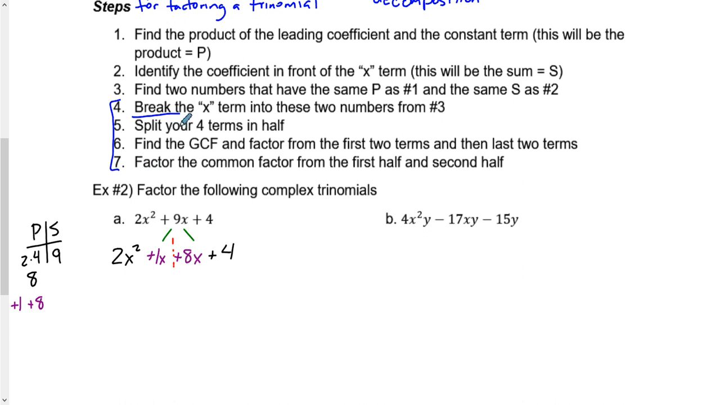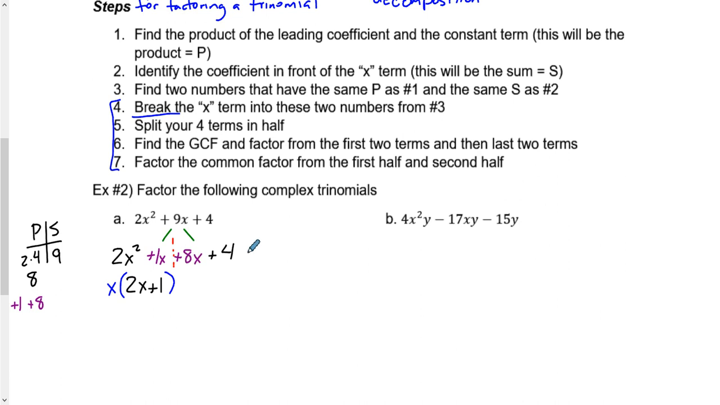What we need to do is find the greatest common factor and factor from the first 2 terms, and then factor from the last 2 terms. So between 2x squared and 1x, the only thing common will be an x. We'd be left with a 2x add 1.